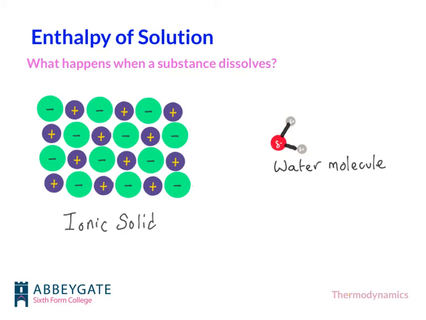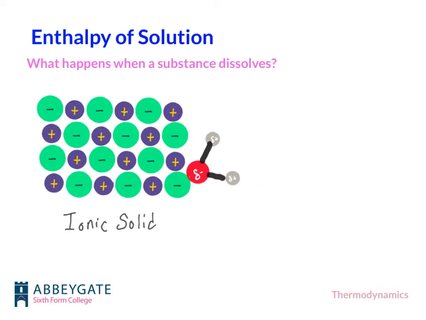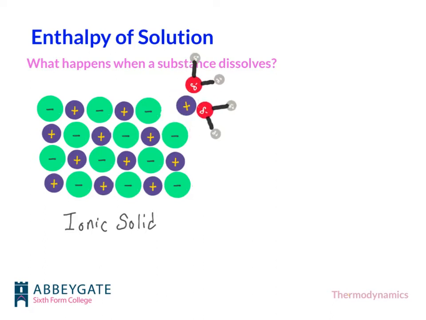So let's have a look at our ionic solid and our water molecule. Our ionic solid is made up of positive and negatively charged ions. And our water molecule, if we remember, oxygen is very electronegative, so it is delta minus, and it's a polar molecule, the hydrogens are delta plus. So our water molecule is going to be attracted to our ionic solid. The oxygen ends of the waters are going to be attracted to the positively charged ions, the cations in our ionic solid, and they're going to start attacking it and forming bonds with it.